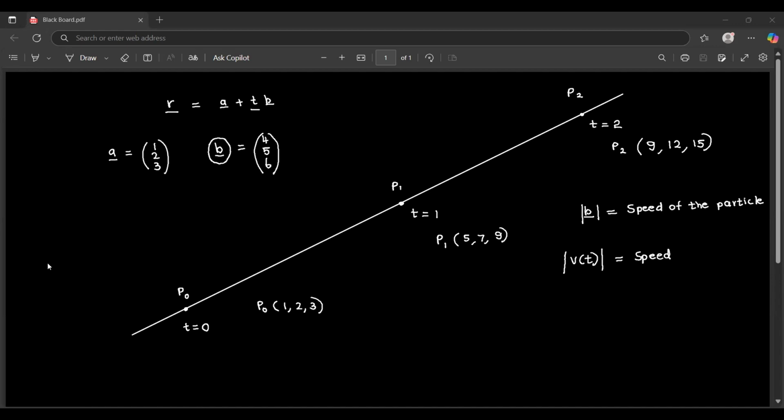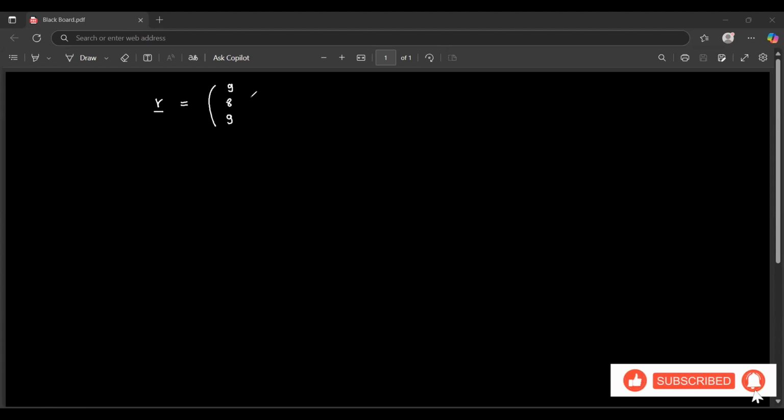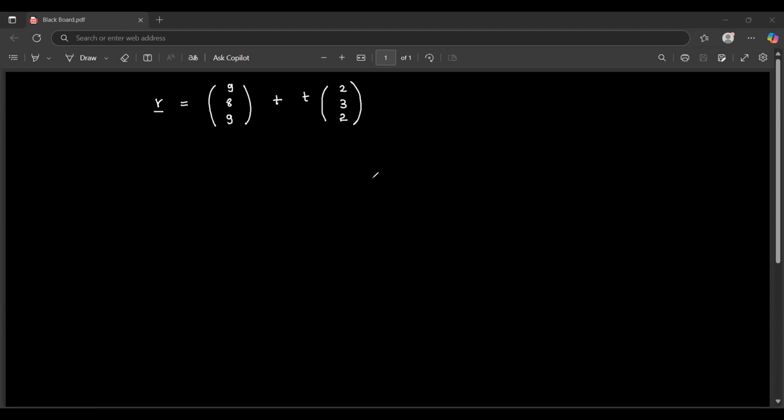So let's practice this with a question. Let's keep it simple. Let's say the motion of a particle in a straight line can be given as follows. What will be the displacement of the particle after 50 seconds?